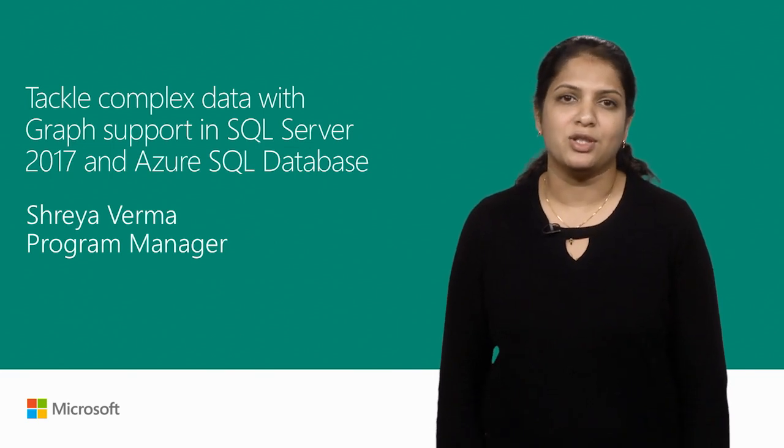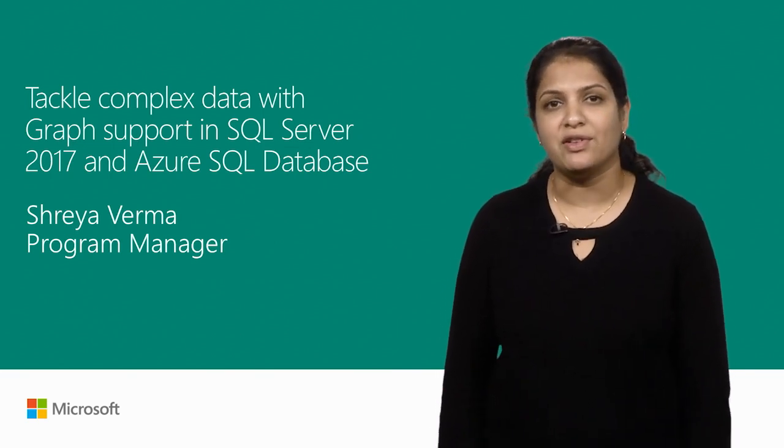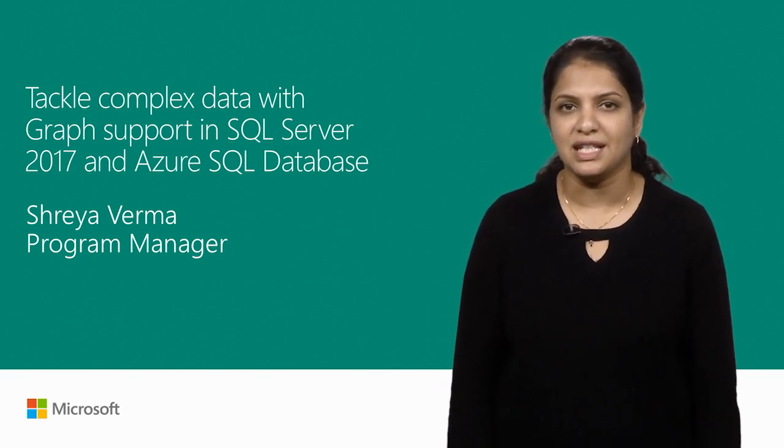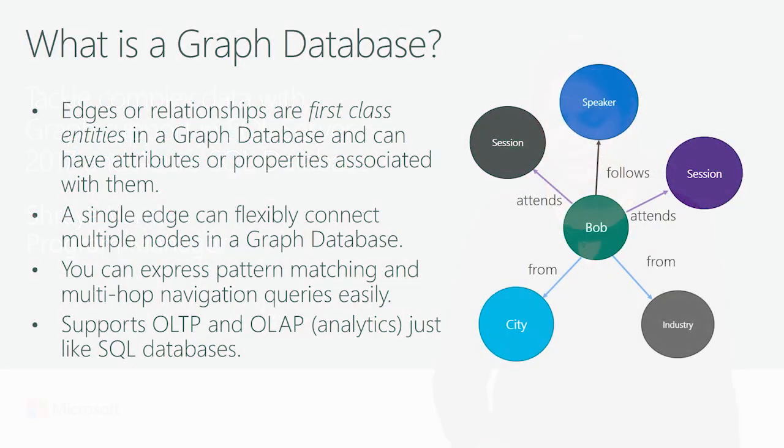Today we are going to be talking about the graph extensions that we have introduced in SQL Server 2017 and Azure SQL Database. So let's get started. But before I go ahead and talk about the details, let's first try to understand what is a graph database. A graph database is nothing but a collection of nodes and edges. Nodes represent your entities and edges represent your relationships.